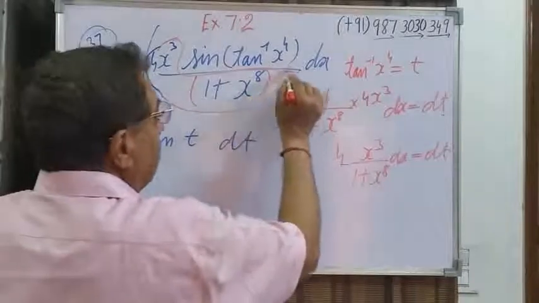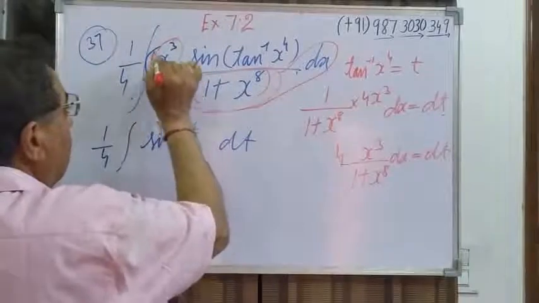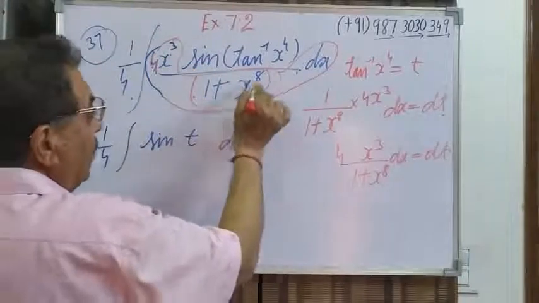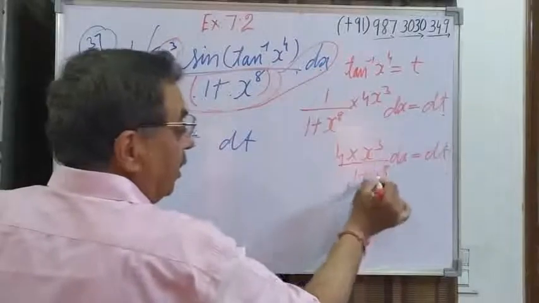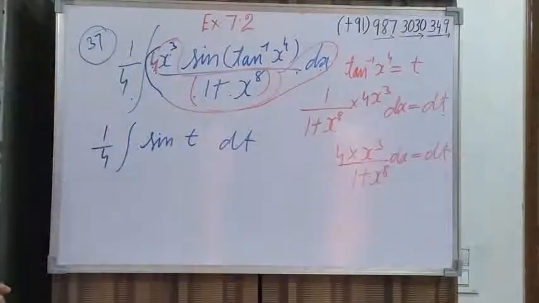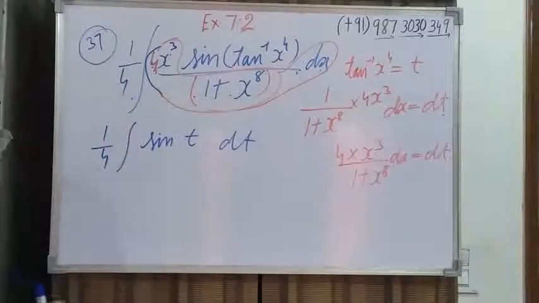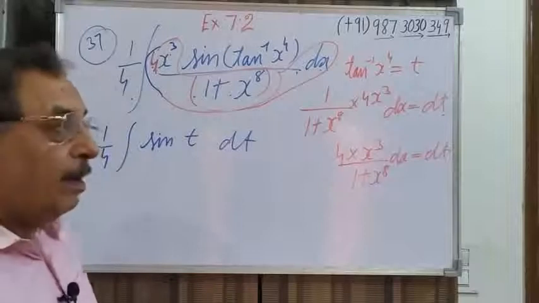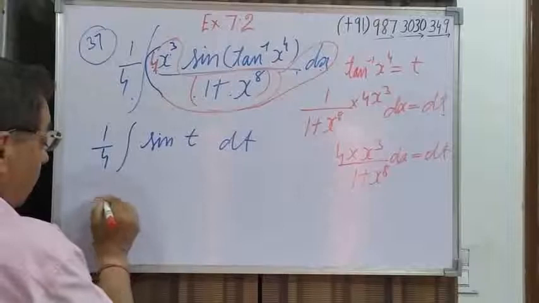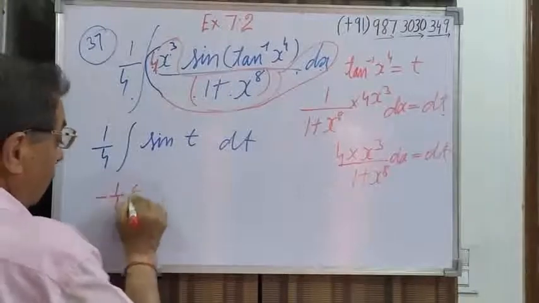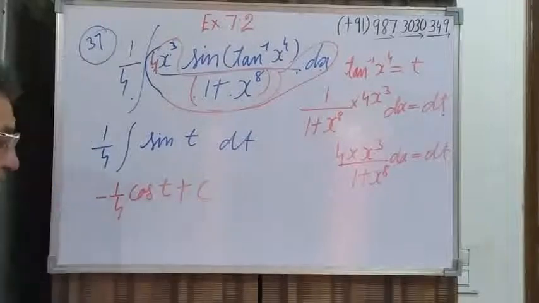Just observe again, all of this has been reduced to dt. All this 4x³ over 1 plus x to the power 8 dx becomes dt. Now the question reduces to the integration of sine t. And what is the integration of sine t? Being an antiderivative, it is minus cos t. So minus 1 by 4 cos of t plus c.